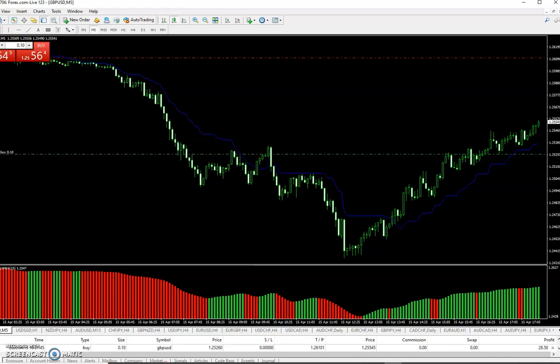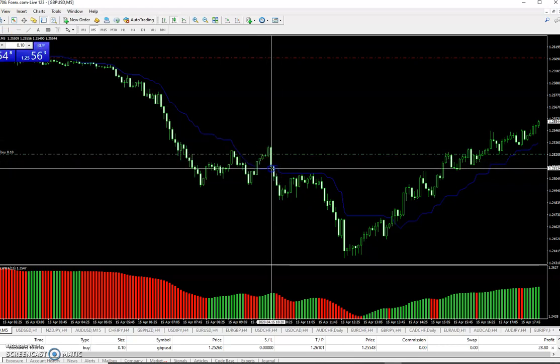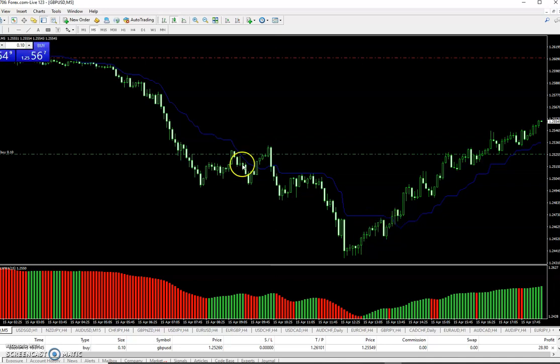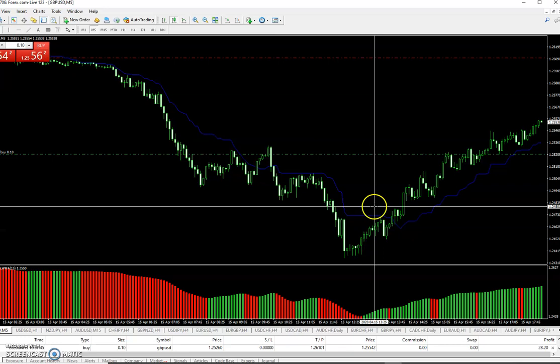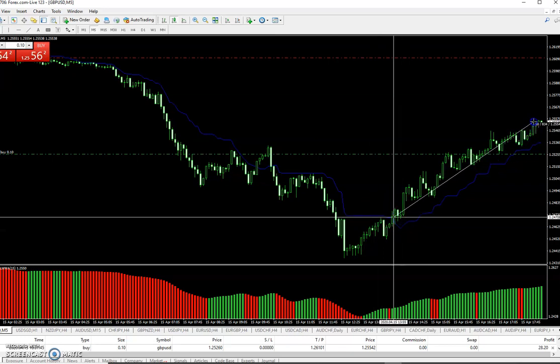Then again, if you would have just entered here, if you just follow it without any decision making or without looking for resistance and support, you would have gotten 41 pips, as many as 70. But if you just want to follow it by it crossing, that would have been 40 pips right there. And if you switched from short to long, you would have been up 83.